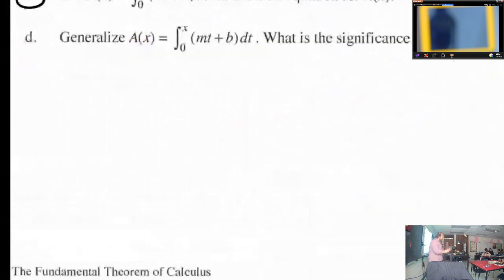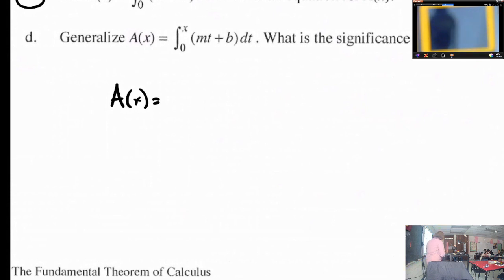Question D is going to be an even more significant challenge. Could we do this for any, like I said, kind of like the previous problem, there's nothing special about 4t plus 5. What about any value of m and any value of b? We could kind of do the same thing. Let's think about it for a minute. We know we would have a trapezoid.